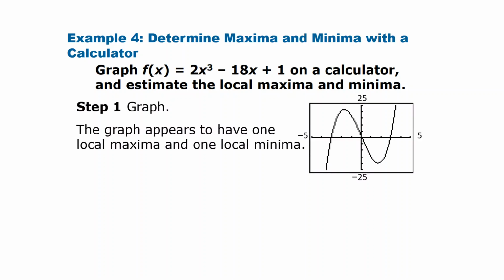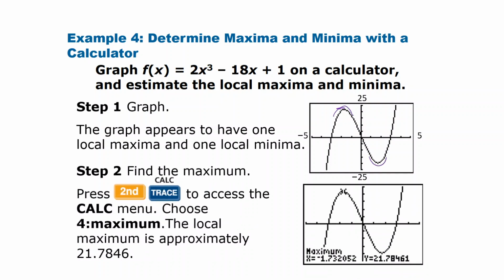So step 1, we're going to look at the graph. The graph appears to have 1 local maxima and 1 local minima. Something here and here. Step 2, find the maximum. We're going to press second and trace to access the calc menu, and once you get the calc menu, you choose number 4, maximum. When you press that, you should find that the maximum is approximately 21.784, and it can be found when x is negative 1.7. So that's how to find the maximum.